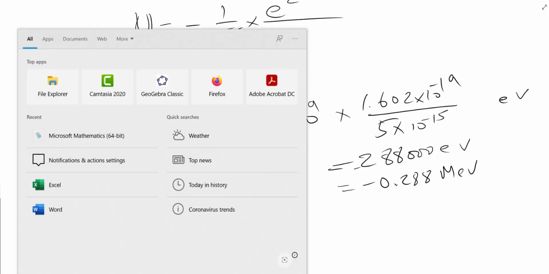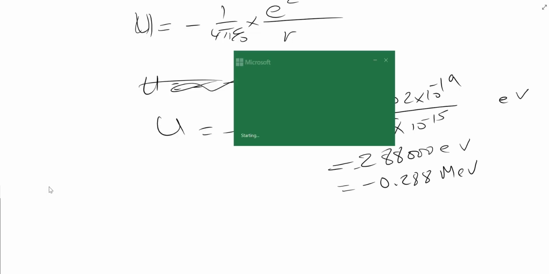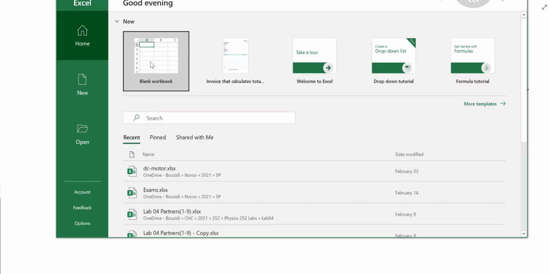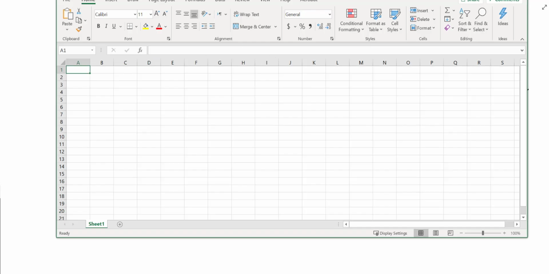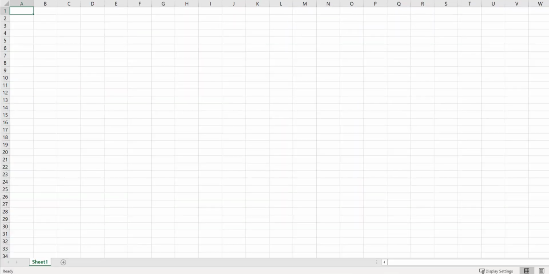So let me get Excel going. Because I probably closed it without saving, it's probably going to ask me to, no, it did not. So let me get Excel going. For this problem, I hope you guys are looking at some windows here for the Excel spreadsheet.